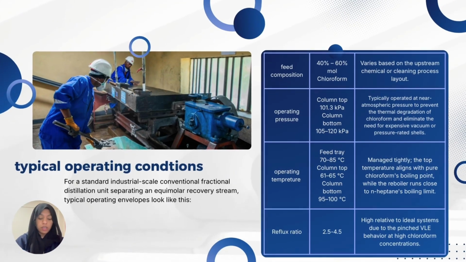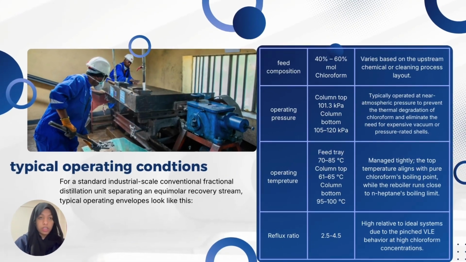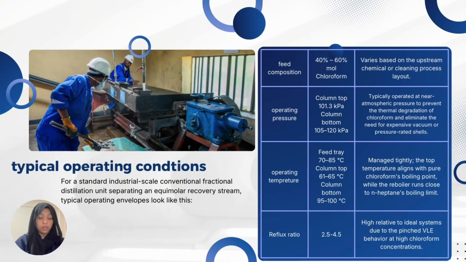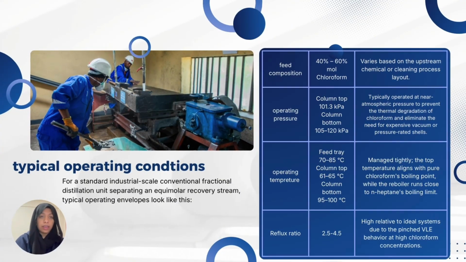For a standard industrial-scale conventional fractional distillation unit separating at an equimolar recovery stream, the typical operating envelopes reflect the following. The feed composition is about 40% to 60% mole of chloroform. It usually varies based on the upstream chemical or cleaning process layout.